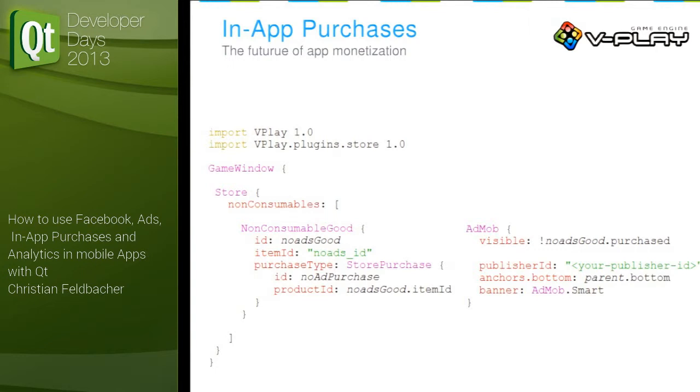In this example here, I have defined a non-consumable good, which means you can buy it one time and then the user has it for the lifetime. And that's the real power of QML. You can just connect two elements with each other by properties. So the ad, for example, is only visible as long as the user did not buy this non-consumable good. It's also quite easy.